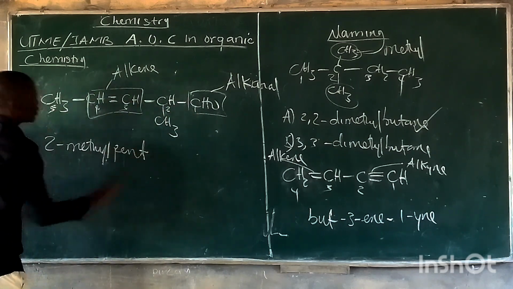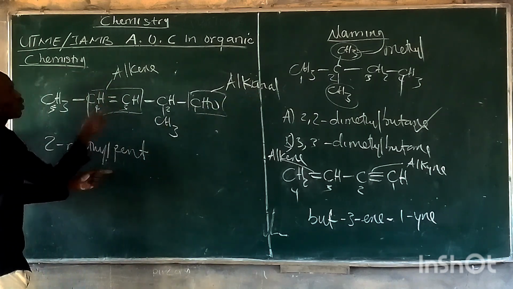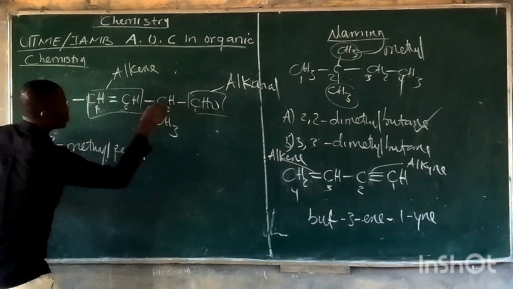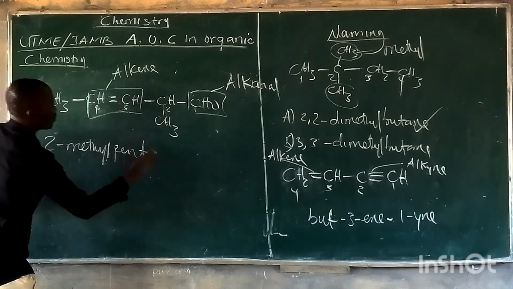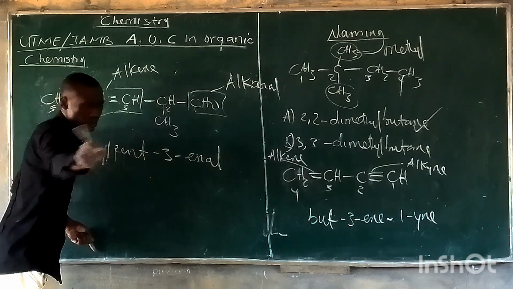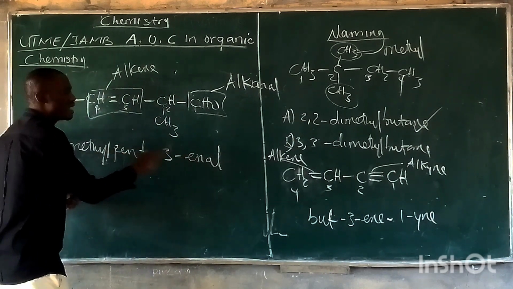Pent. Now, this is a functional group alkane, and this is a functional group alkene. So it will become 3-ene, not 1,1-ene. No, it's 3-ene. So it's 2-methylpent-3-ene.